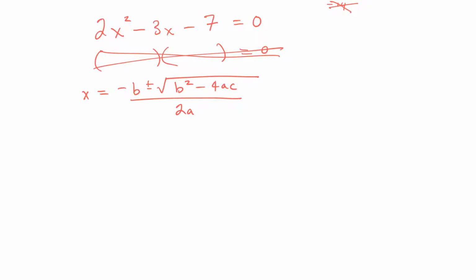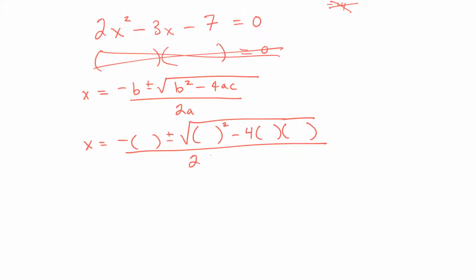So the way I try to alleviate that is I just put a bracket wherever I see a letter. So minus b plus or minus the square root of b squared minus 4 times a times c, all over 2 times a. Now I need to identify my a, b, and c.